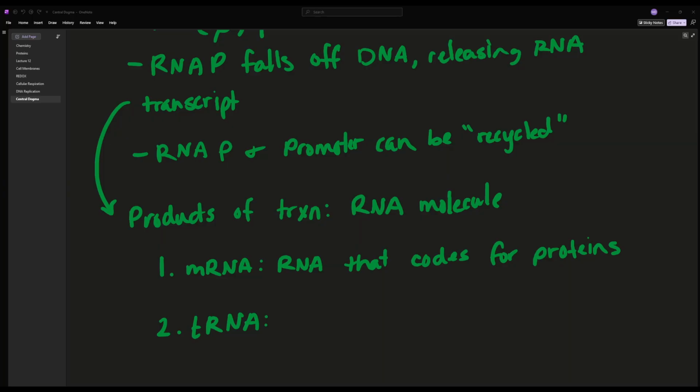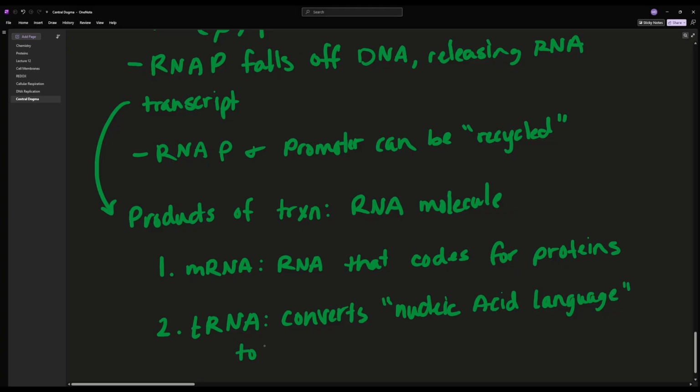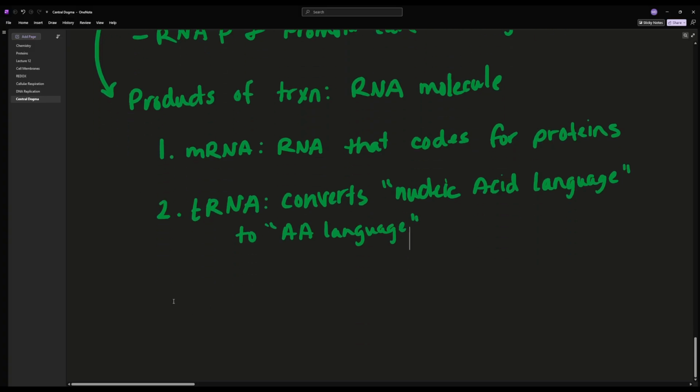The transfer RNA is our tRNA. And this is going to be the one that transfers the amino acids into the growing polypeptides. But really, this is the one that's translating. It is the one that converts our nucleic acid language to the amino acid language. Okay? And we're going to see this a little bit later.